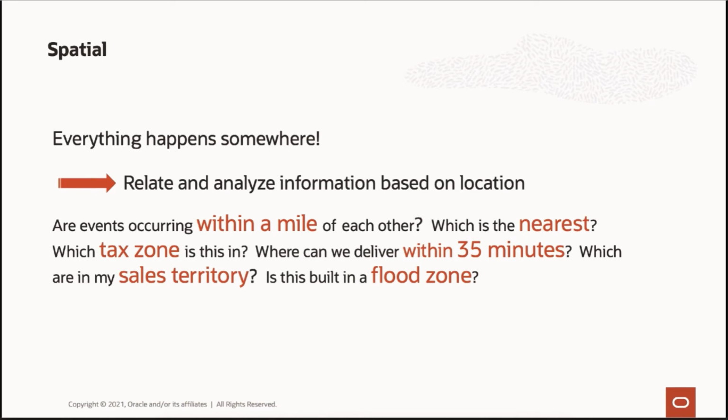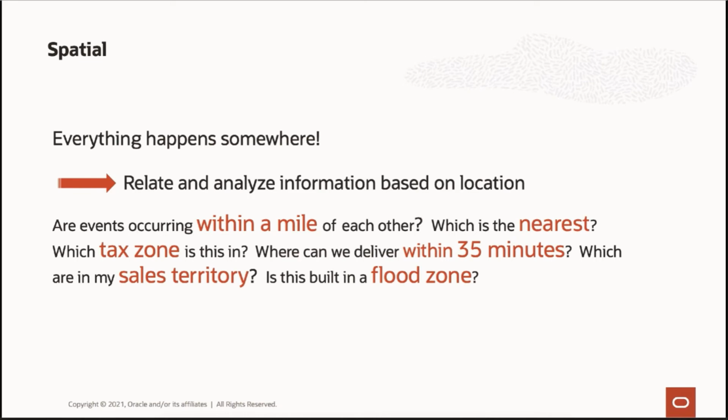Are events or incidents located within a certain proximity of each other? Which location is nearest to something else, which is aligned with our lab here? Which pizza location is nearest to customers? Which tax zone are we in? Are we within a flood or hazard zone? And on and on and on.